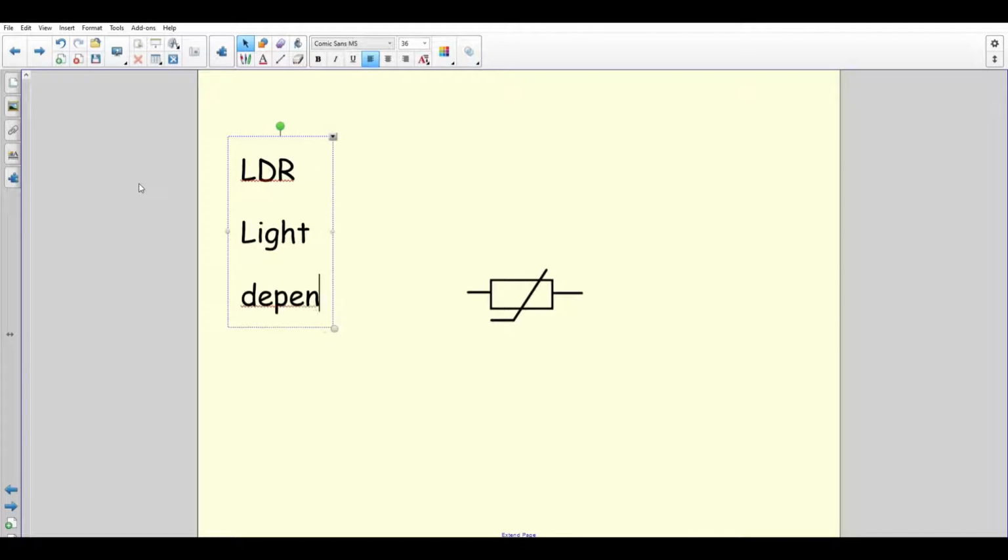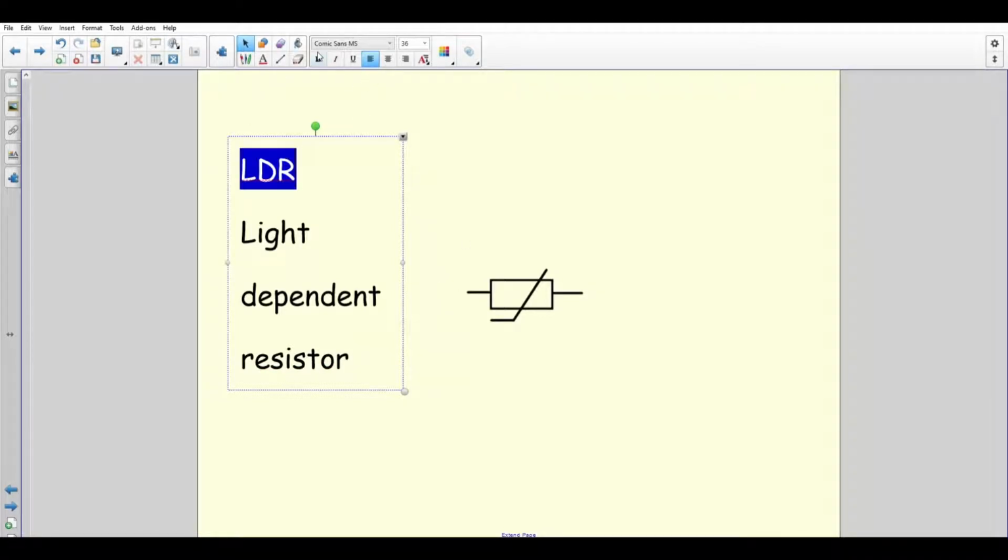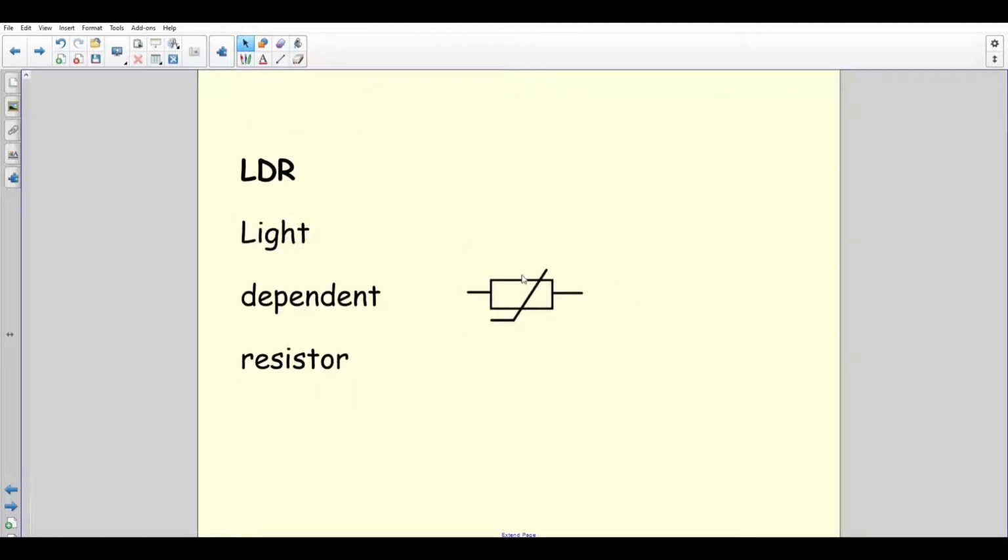dependent resistor. So LDR, light dependent resistor. Now, a light dependent resistor, similar to a thermistor, changes its values based on something. Well, this time it's based on light.